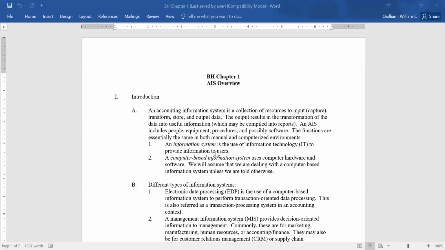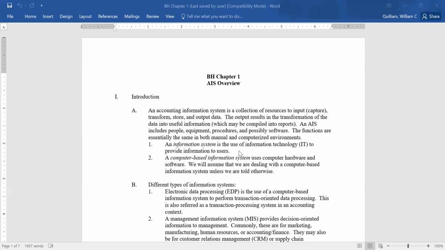And an AIS, or accounting information system, includes people, equipment or hardware, procedures, possibly software, most likely software, and the functions are essentially the same in both manual and computerized environments. So that's why I say possibly software. There are still small companies using an exclusively manual system or something very close to it.